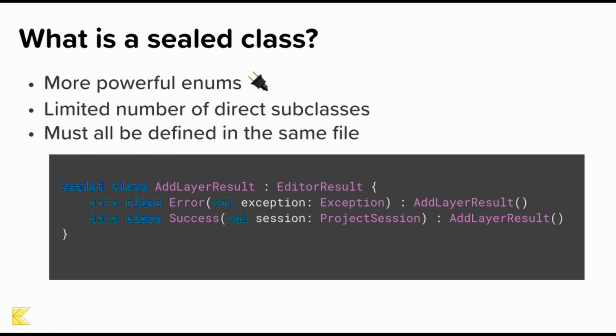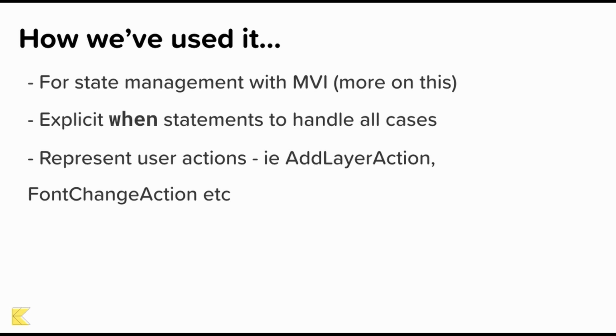Okay, so why? This is a bit of a strange feature, right? Why would we like it so much, and why would it be Rebecca's favorite feature? We've used it quite heavily for state management within our apps. I'm going to get more on this later, but with MVI, it's quite nice to use. It allows you to do explicit when statements to handle all of the different cases for that specific sealed class. And we've used it to represent actions within our app. For instance, when a user clicks on a button or changes the color of a layer, we have all of these represented as sealed classes that are like named actions.